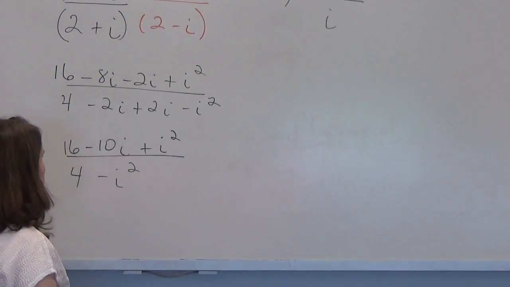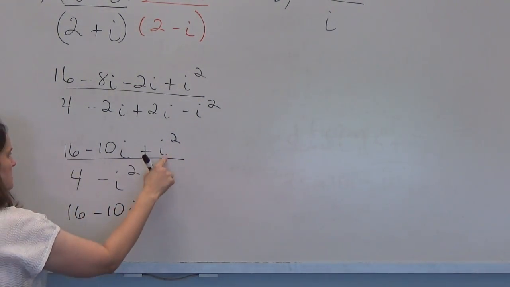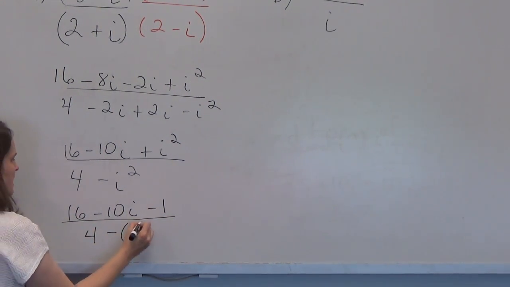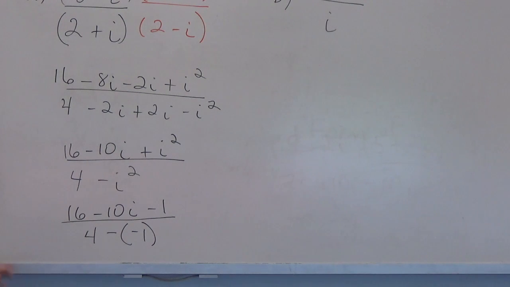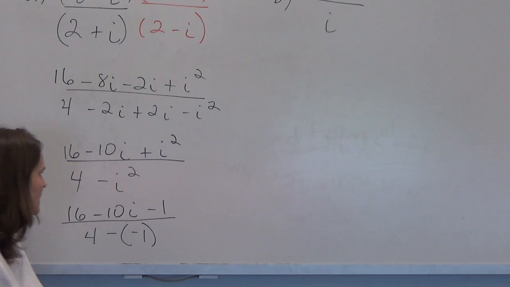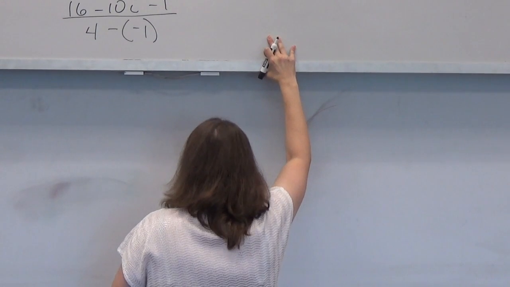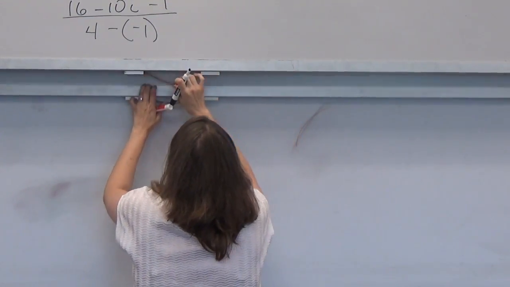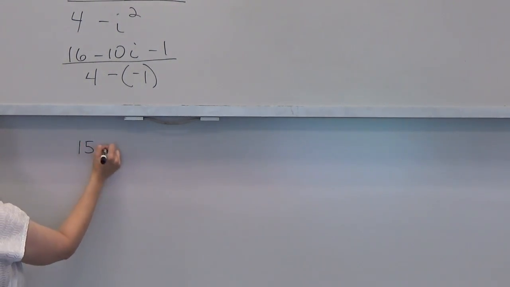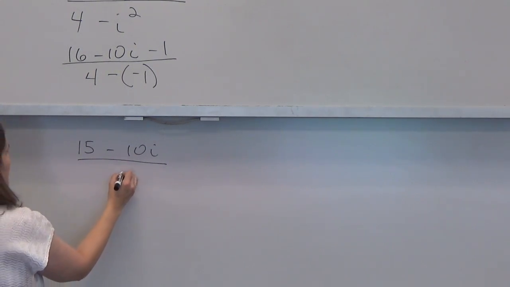So that gives us 16 minus 10i, and that's going to become minus 1 over 4 minus parentheses negative 1. Now in the top we have 16 minus 1, so combining like terms, that's going to be 15 minus 10i. So we've got 15 minus 10i in the top. In the denominator we have 4 plus 1, which is 5.